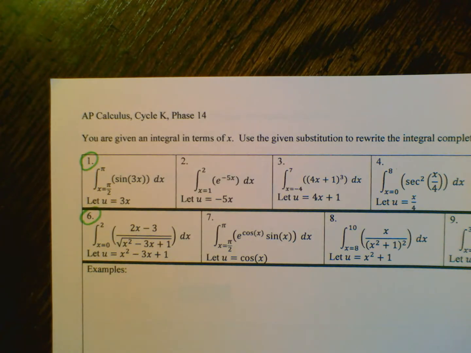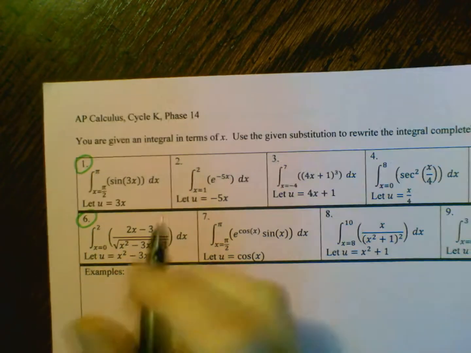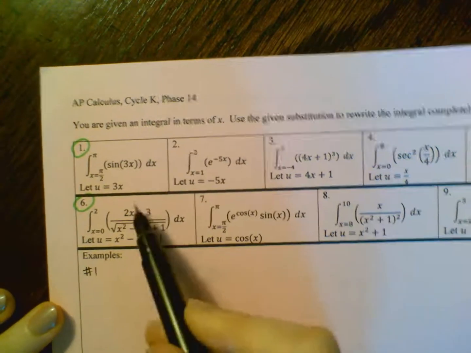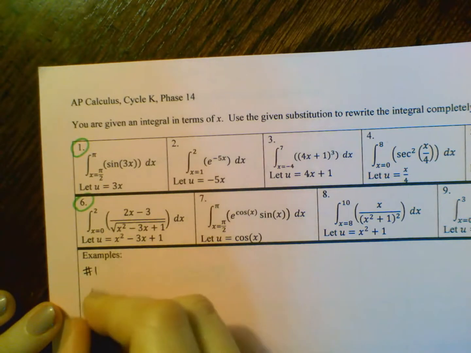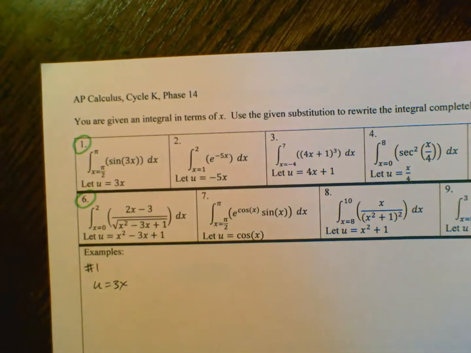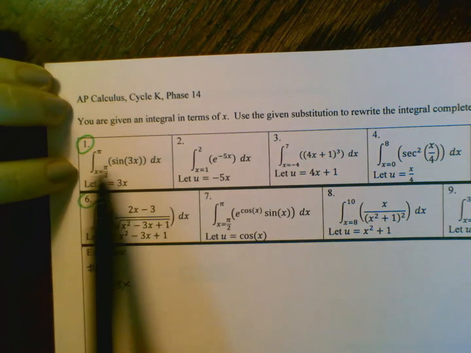So they're giving us what the u is. All right, so let me just jump to it. So this is number 1 I'll do. Let me write down the u that they're giving me. So they're telling me that u is equal to 3x. Okay, now I do need to find du, but before that, I'm going to look at this integral.